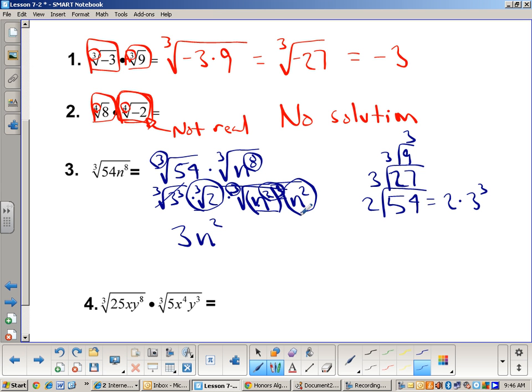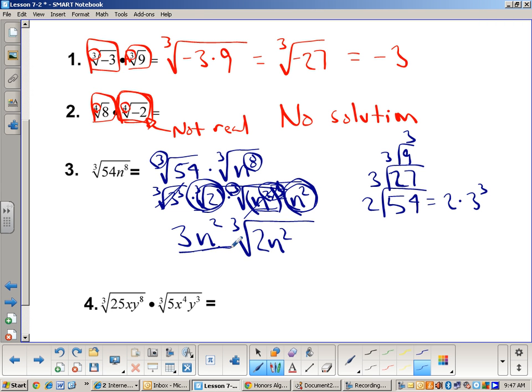Okay? And so my 3 cubed I took care of here. My n squared that was cubed, I'm going to take care of that here. Now I'm going to go back and say, okay, what's left over? I have a 2 and an n squared. And so my answer is 3 n squared cubed root of 2n squared.